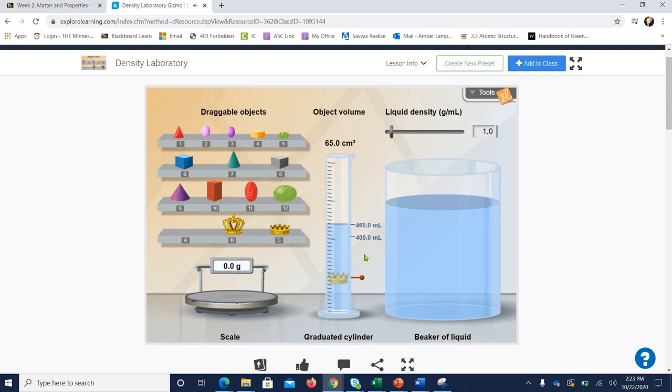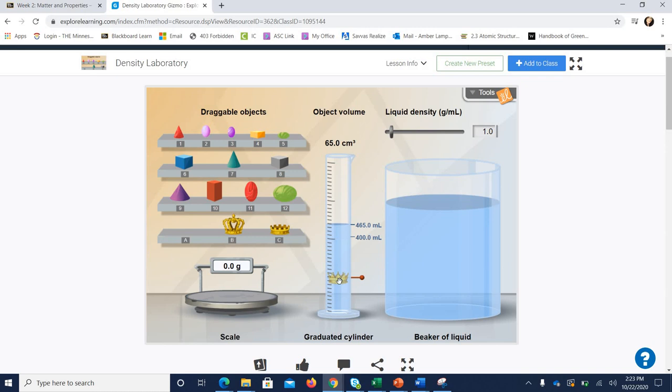graduated cylinder. Now you'll notice the volume changed. When we are doing water displacement, we have to look at the volume change, not the total volume, because we're measuring the volume of the crown, not the volume of the water that we had before. So the volume of the crown, or my item, would be 65 milliliters, and I would get that by taking 465 milliliters and subtracting 400 milliliters from that. My answer would be 65 milliliters, which is the volume of my crown. That's how you go about doing your measurements.